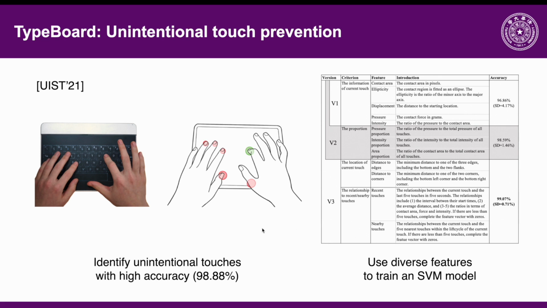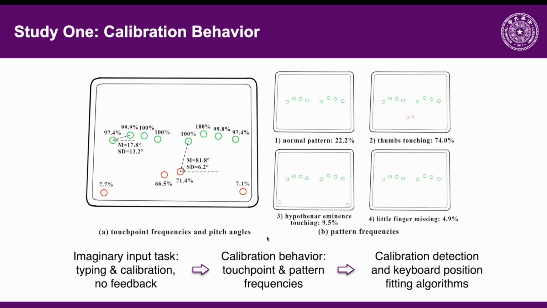The recognition accuracy is very high, up to around 99%, so we use Typeboard directly to implement ResType. Then we designed Study 1 to explore users' calibration behavior. In this study, we did not implement anything. Users just performed typing and calibration alternately in an imaginary typing task. The system provided no feedback to any operations. We just simply recorded all the typing data and labeled all fingers in each calibration.